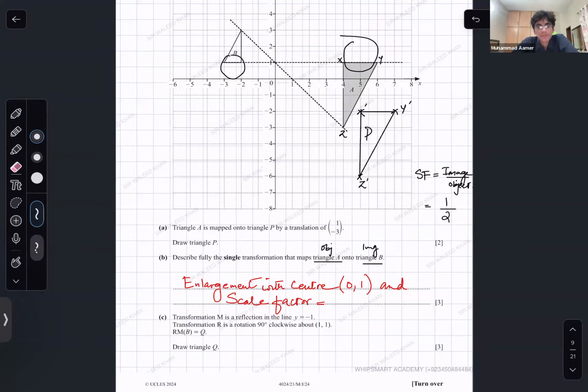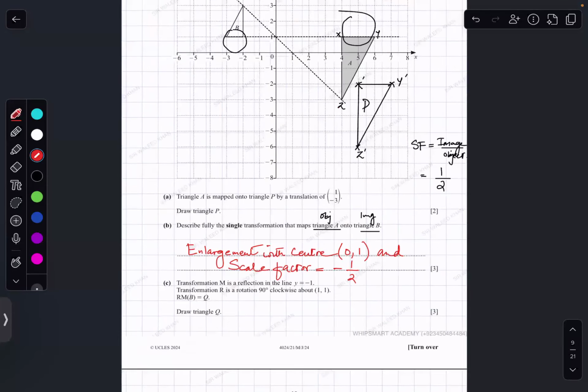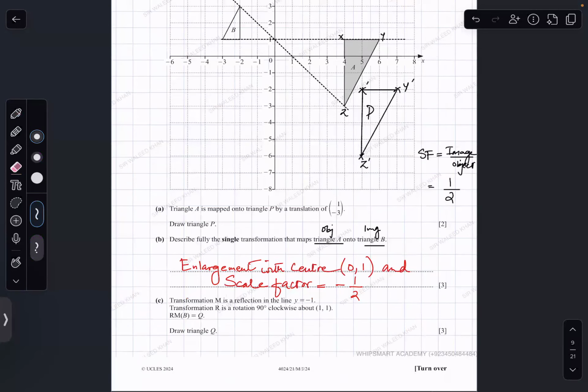Okay. Now C part. Transformation M is a reflection in line y is equal to -1. Transformation R is a rotation 90 degrees clockwise about 1, 1. RM times B is equal to Q. This could have been solved using matrices as well, which is not part of the syllabus, and we can use just the statement over here to transform it and draw triangle Q. How do we do that?